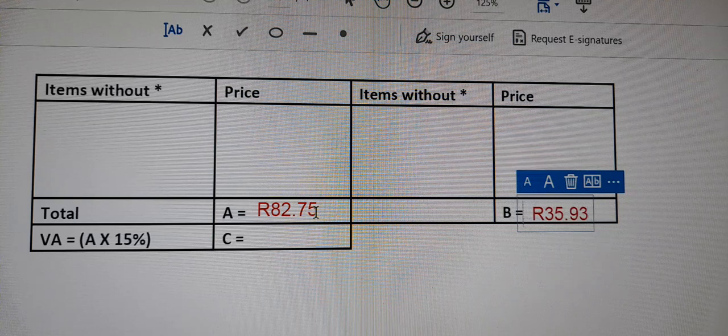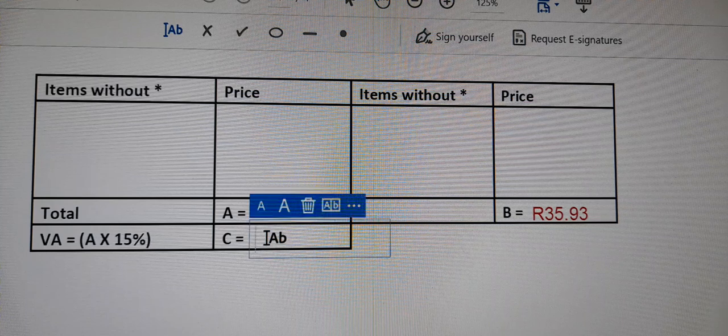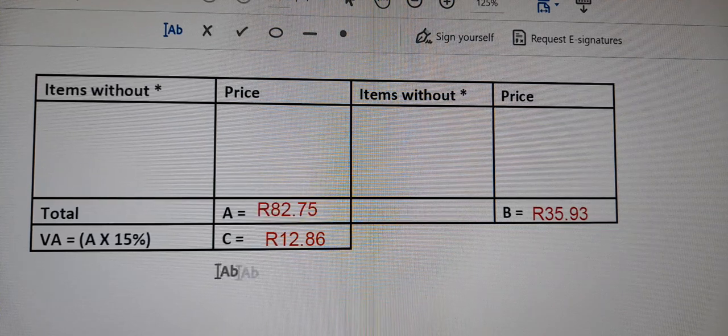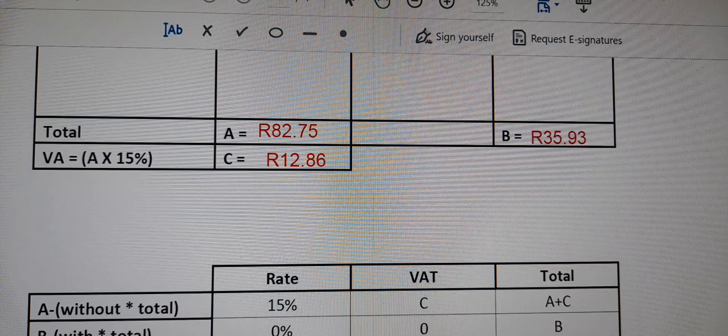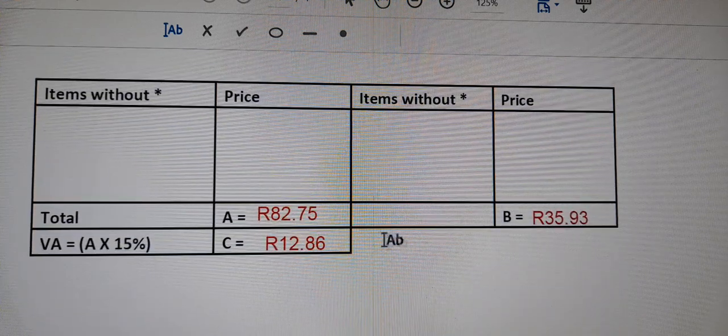So it's 82.75 times 15%. Okay. And what do I get? I get 12 rand 86. Let me put it in rands. 12 rand point 86. So this is the VAT I will pay. Okay. So now, see, I've calculated everything.